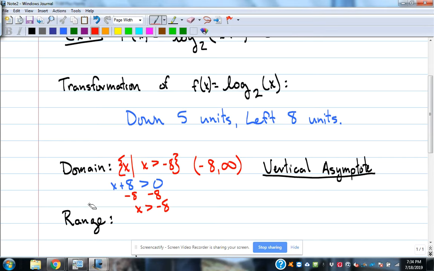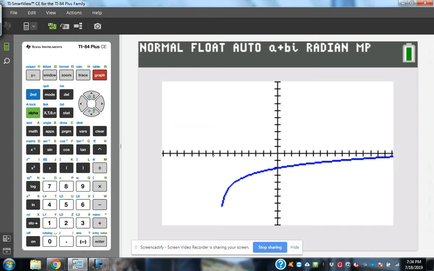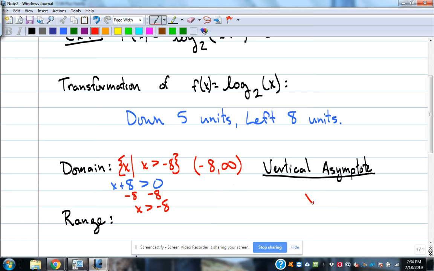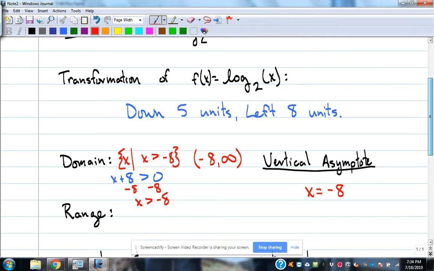interval notation. Along with the domain, you get a vertical asymptote. If we look at our graph here, we can see at negative 8 the graph becomes more vertical, and there is a vertical asymptote there at x equals negative 8. So this particular graph corresponds directly to the negative 8 that is in the domain.